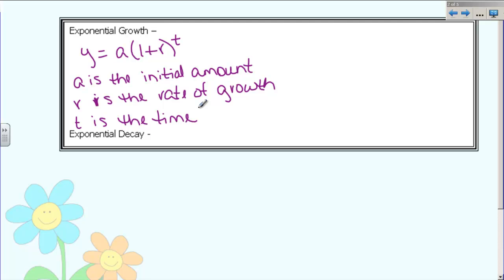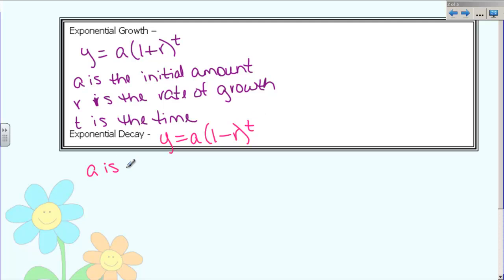Now, exponential decay is how quickly something decays, and so it's dealing with things that are decreasing. So its function looks like this. Let's change colors here so you can see. Exponential decay is in this form. It is y equals a times 1 minus r to the t. So it's basically the same formula, only you have a minus instead of a plus. Everything means the same thing.